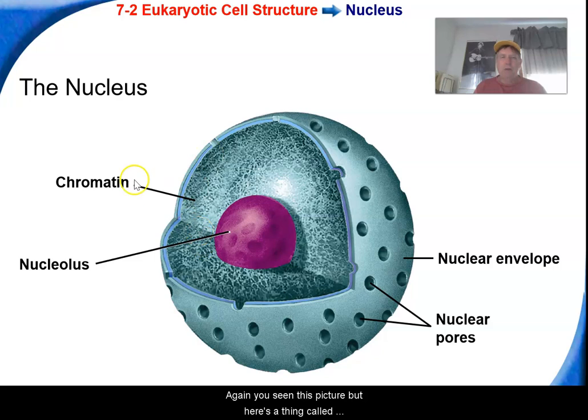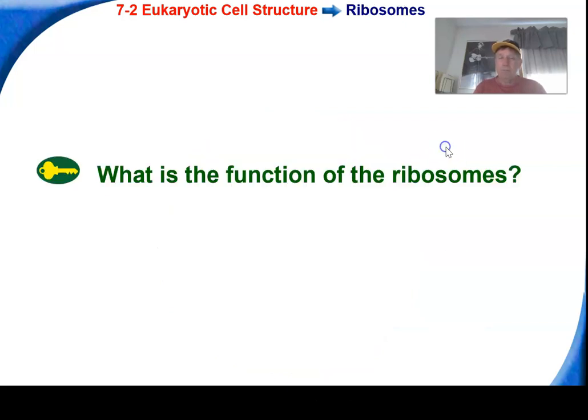Again, you've seen this picture, but here's a thing called chromatin. Chromatin is DNA. It's very thin, and it also contains protein. But when a cell goes to divide, and we'll talk about this in later chapters, that chromatin thickens up and becomes chromosomes.